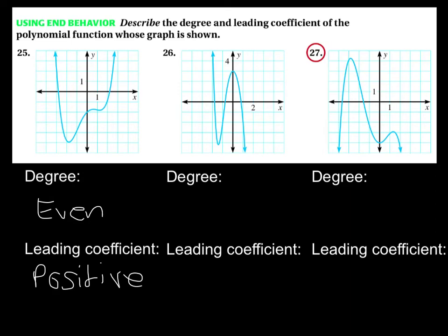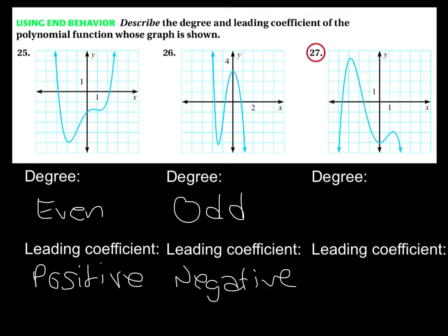So for number 26 here, as x approaches negative infinity, our function approaches positive infinity. And as x approaches positive infinity, our function is decreasing and approaching negative infinity. So the end behavior here is opposite, so this degree has to be odd. Once we know that it's odd, what is the leading coefficient? If we're starting from positive infinity and as we increase we're going to negative infinity, that means that the leading coefficient of this odd polynomial function has got to be negative.